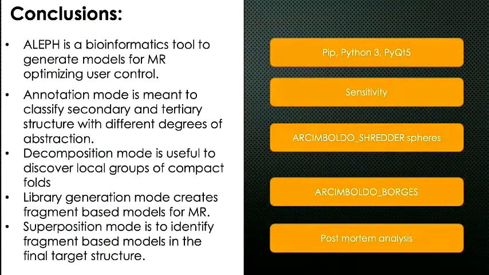So these are my conclusions. I just want to remark that ALEPH is a bioinformatic tool, and it's optimized for user control. The way in which we annotate and interpret secondary structure is in a continuous fashion, using sensitivity. We can also interpret a structure by decomposing it in subfolds and use each one of these subfolds as an independent rigid group for Phaser rigid body refinement. Of course, the main focus is generating libraries for molecular replacement. And sometimes it can be useful to superpose these small fragments to the final structure for post-mortem analysis.